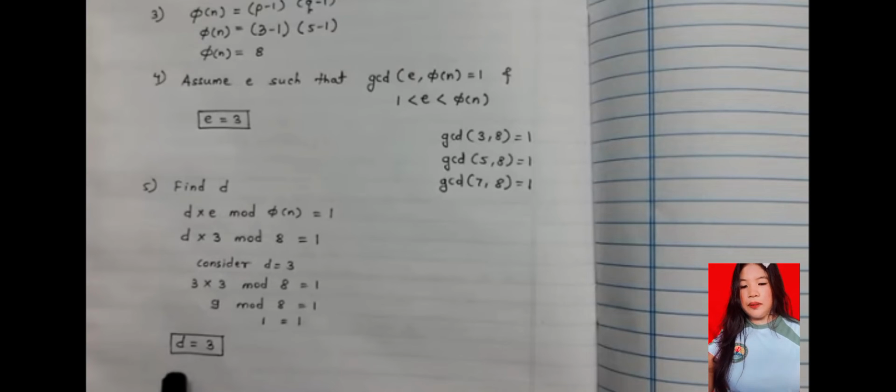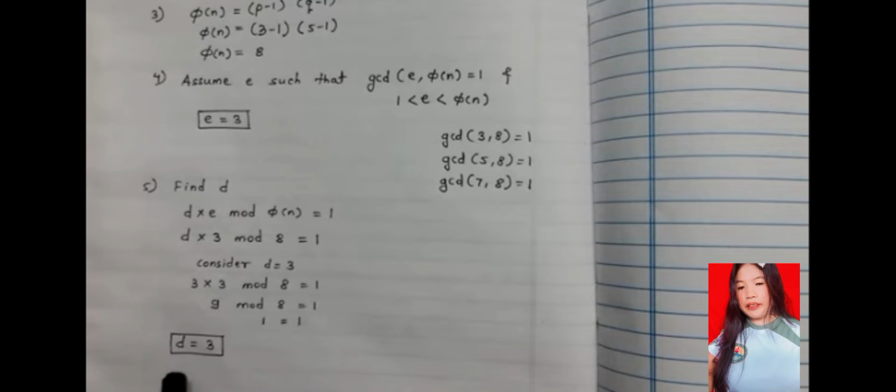GCD of 3 and 8 equals 1. GCD of 5 and 8 equals 1. GCD of 7 and 8 equals 1. So we have considered the value of E equals 3.